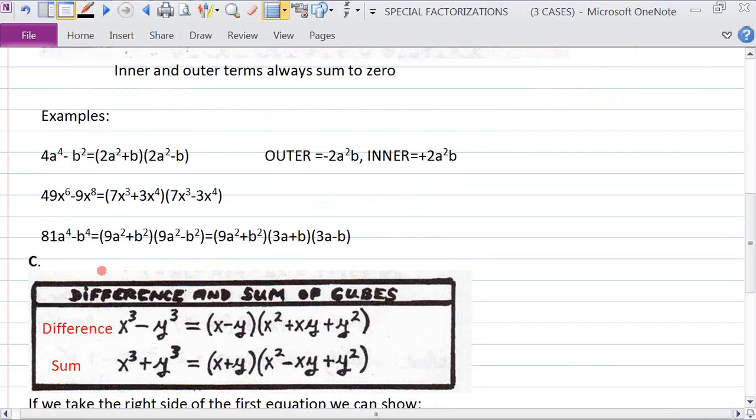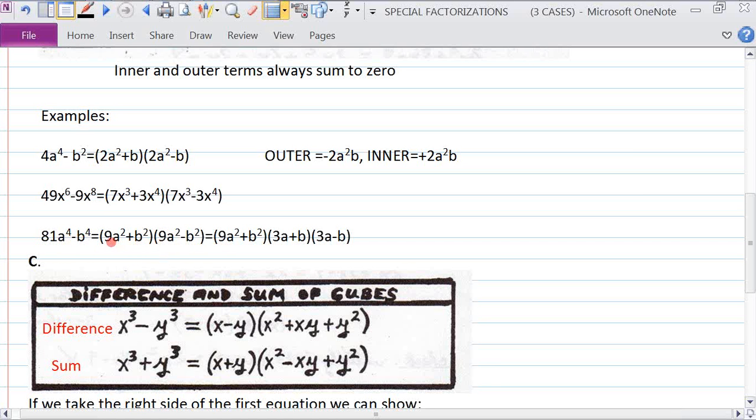So if we factor this here, we get 9a squared plus b squared and 9a squared minus b squared. So the first times the first gives us 81a to the 4th. The inner and the outer cancel. Plus b squared minus b squared gives us minus b to the 4th.